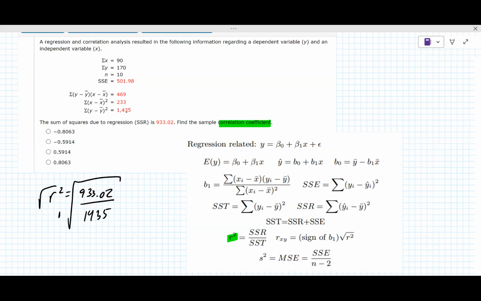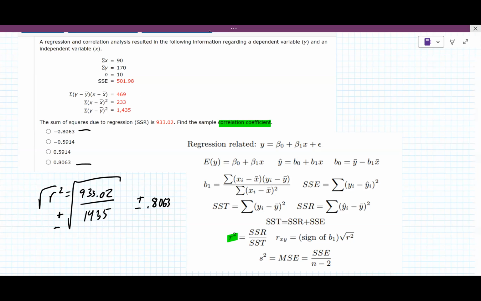Now we're going to take a square root of that. But we don't know whether it's positive or negative yet. So we have to do something else to figure that out. Can you go ahead and calculate that for us, please? 0.8063. But it's plus or minus, right? It's plus or minus 0.8063. So which one is it? Is it that one or that one? That's where you have to do something else to figure it out.